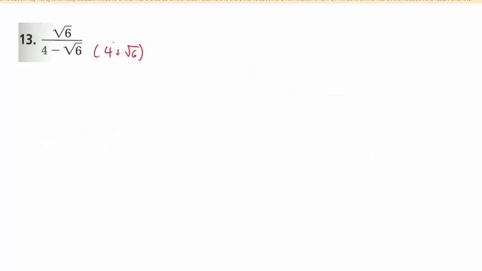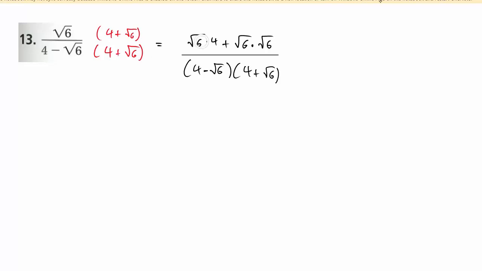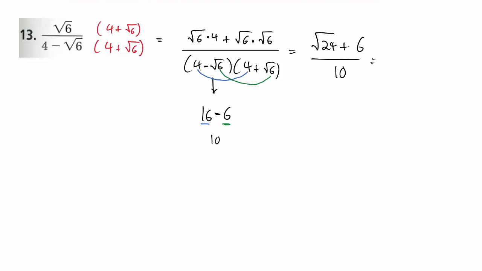For number 13, same thing. Multiply by the conjugate. So the conjugate here is the same expression, except instead of there being a minus between the two terms, there's a plus. Now, I mistakenly wrote square root of 24 here because I saw that square root of 6 and I saw the 4, and I thought, oh, let me multiply those. But the square root only applies to the 6. So it's actually 4 square root of 6, or 4 times square root of 6.